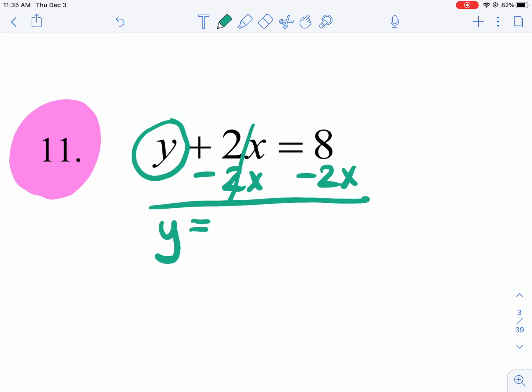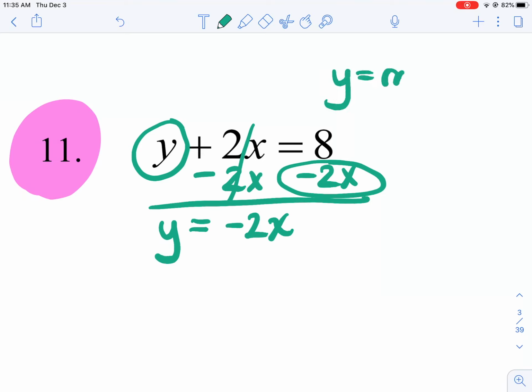Y equals, I'm going to put negative 2x first. Now look at that. I'm putting that first because that's usually where it goes in y equals mx plus b. And I'm going to bring down my positive 8. So here's my negative 2. Here's my plus 8.